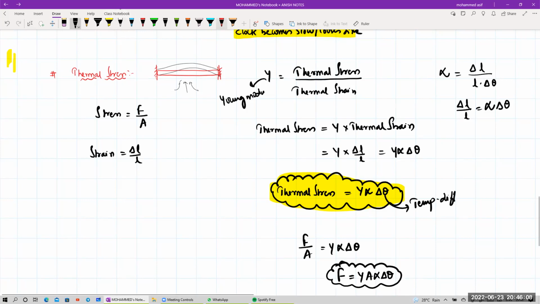So be a little careful with this one, because many times there was a question directly based on this in your JEE, based on thermal stress. Clear? And one very important area which will come generally is your bimetallic strip. We don't have much time to go into detail, but just try to remember the relation. That is more than enough.